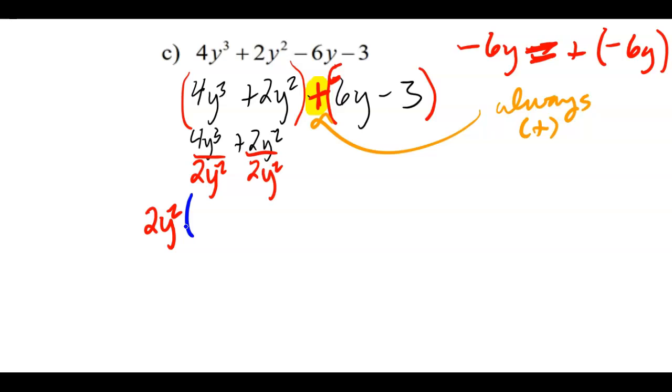The factored remainder is 2y plus, and then notice here I have 2y squared divided by 2y squared. That's a number over the exact same number, so my answer for the second term is going to be 1. All right. Second pair, minus 6y minus 3.